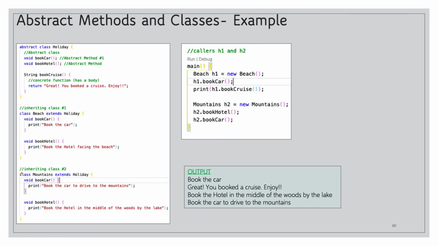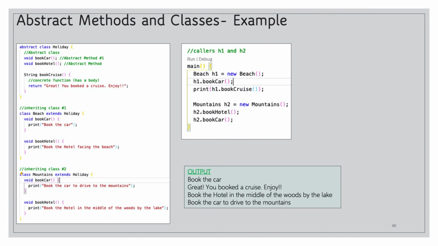Then we have two inheriting classes. Class Beach extends Holiday, and class Mountains extends Holiday. In class Beach, we have the bookCar method, and we have a body there where we print, book the car. Same with bookHotel, book the hotel facing the beach. In the body of Mountains, we again have to define bookCar, and we book the car to drive to the mountains, and book the hotel in the middle of the woods by the lake.